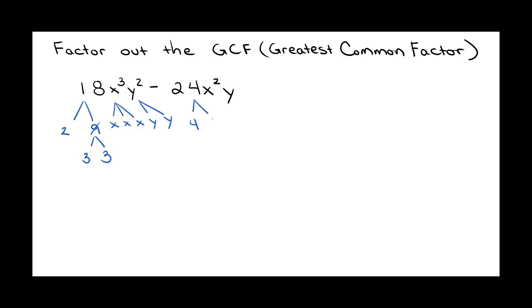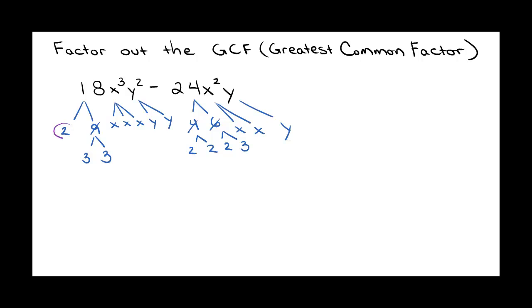24 is 4 times 6, and then I can break the 4 into 2 times 2, and 6 can be rewritten as 2 times 3. And make sure I cross out the 6 since I factored it out. X squared is x times x, and y is just a y.